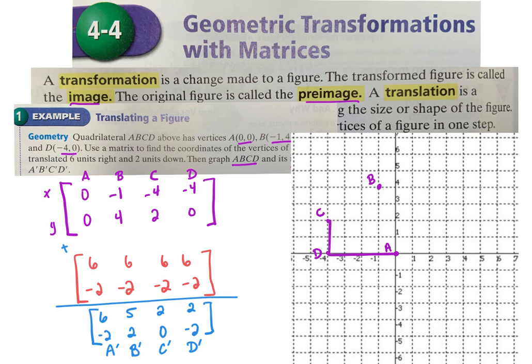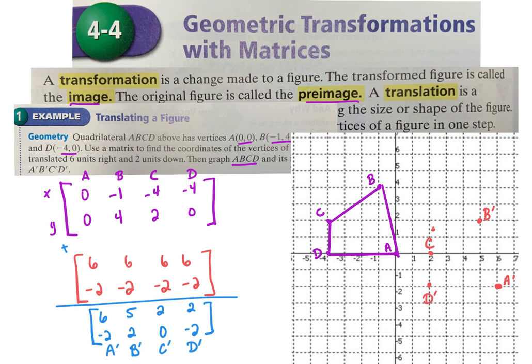And then they want you to graph your image. When you label your image, make sure you put your dashes, because that's going to tell me which is your image and which is your pre-image. So we'll say 6, -2, that is A prime. 5, +2, that is B with our little prime mark. 2, 0, that is C, and 2, -2, that is D.